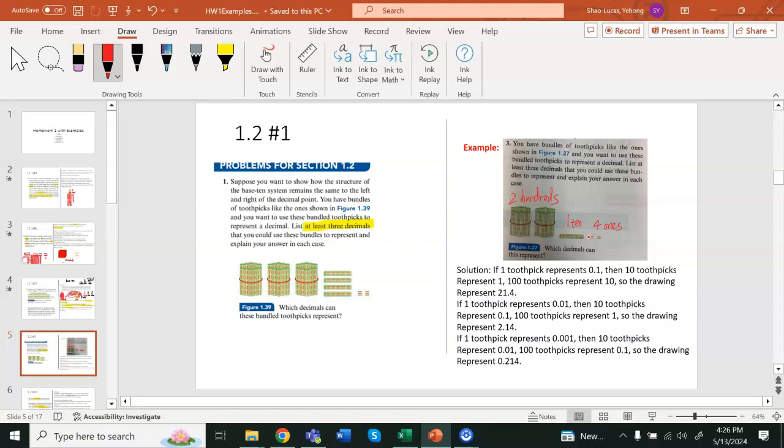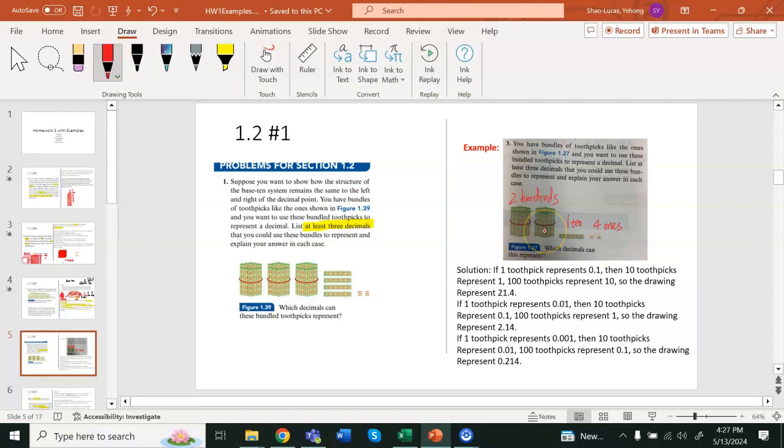And notice that each toothpick can represent any number we want. Normally when we see a toothpick, we think it represents the whole number 1, but it doesn't have to be. If we think of the value of the toothpick, it could be 0.1, like 1 dime, or maybe 0.01, which is 1 penny. What number does the object represent? Really, it's up to us.